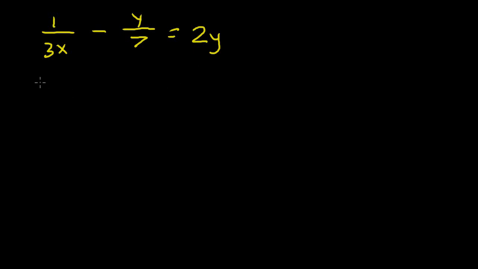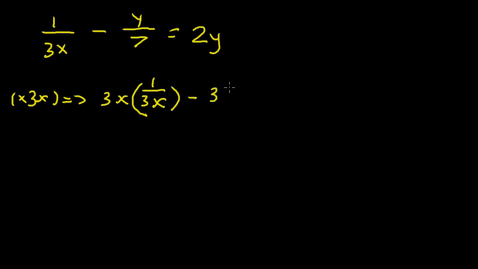So let's say we have times 3x, which gives us 3x multiplied by 1 over 3x, minus 3x multiplied by y over 7, equals 3x times 2y. And then we'll simplify.